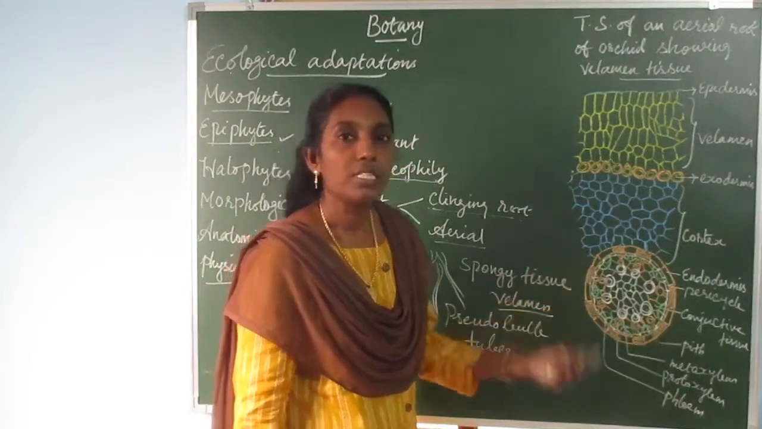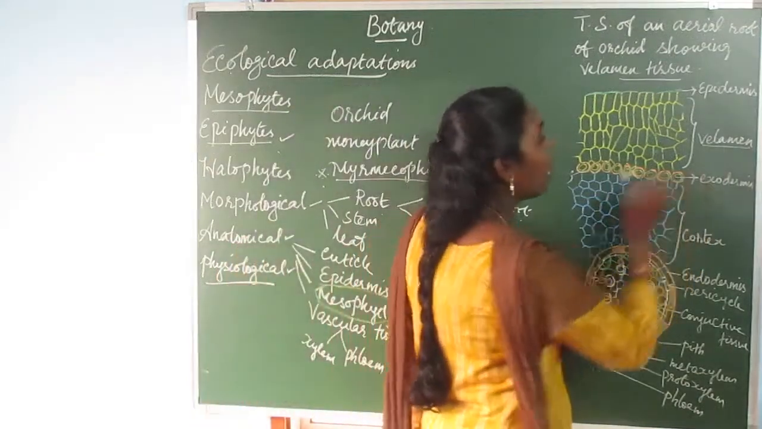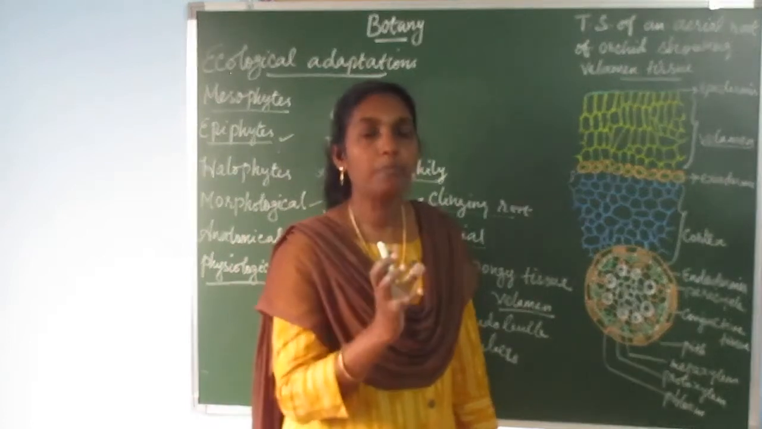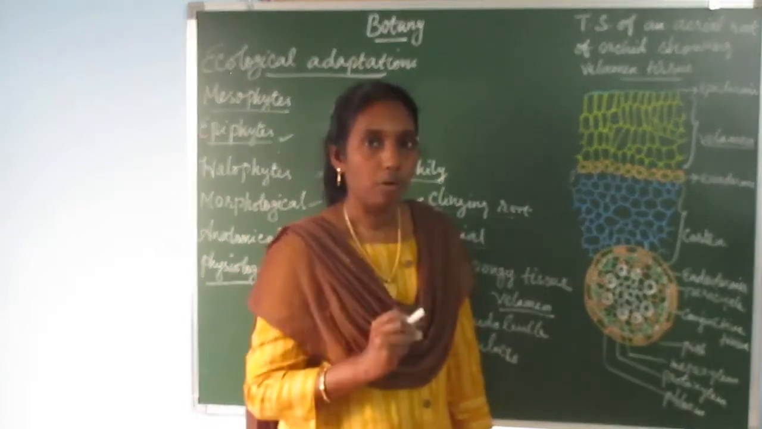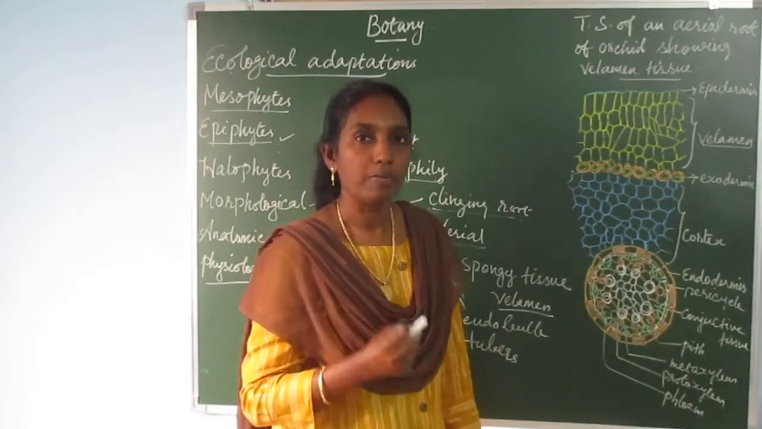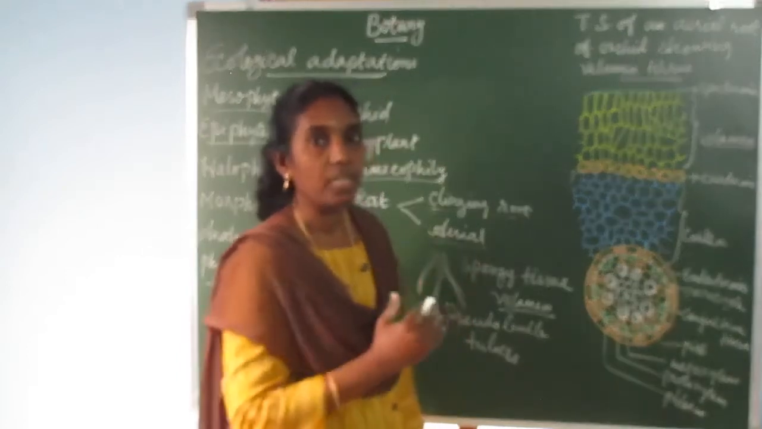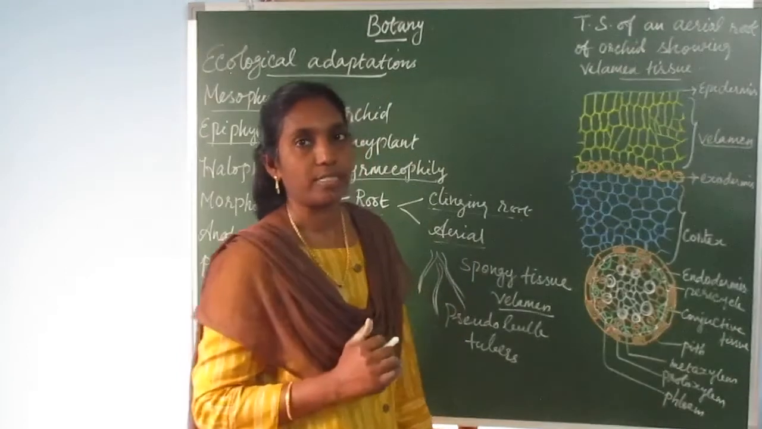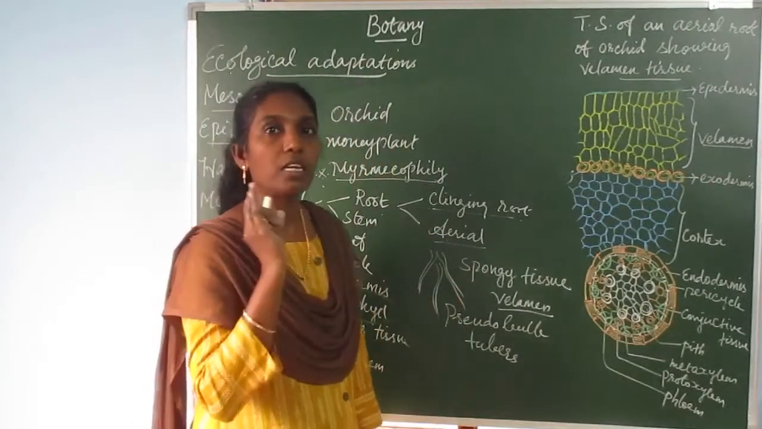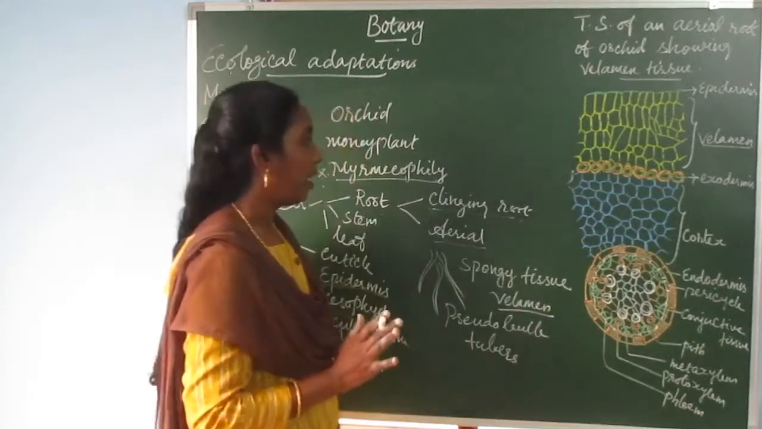Then what are the physiological adaptations? For physiological adaptations, you give importance to the velamen tissue. Velamen tissue helps the plant to absorb water. What is velamen? It's a spongy tissue which helps to absorb water from the moisture. That is the physiological function in epiphytes. Hope that you understand this question: morphological adaptation, anatomical adaptation, as well as physiological adaptation.